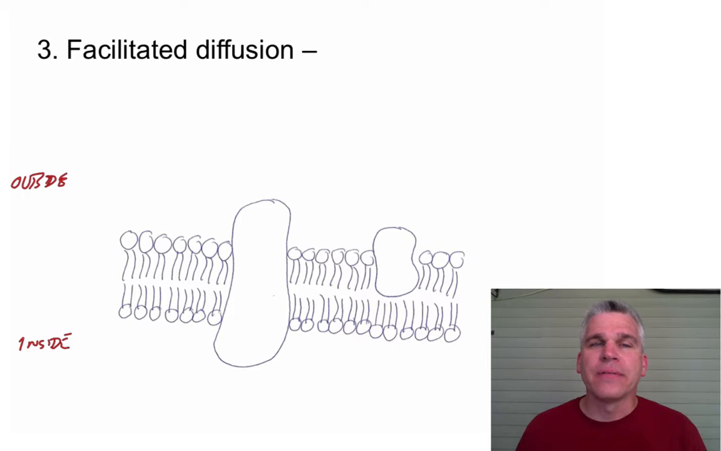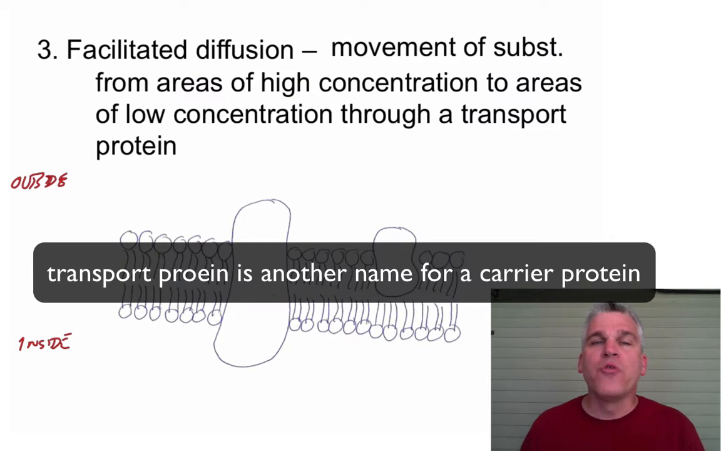Now, a third type of diffusion is called facilitated diffusion. This is the movement of substances from areas of high concentration to areas of low concentration, but it has to go through one of those transport proteins or one of those carrier proteins.